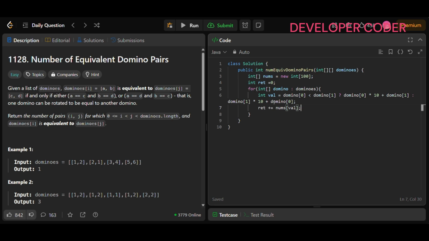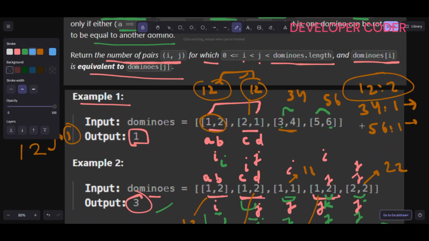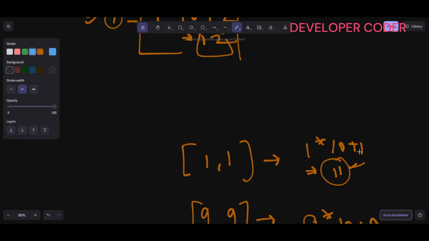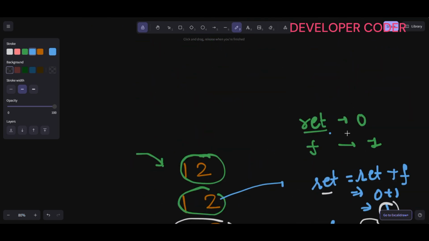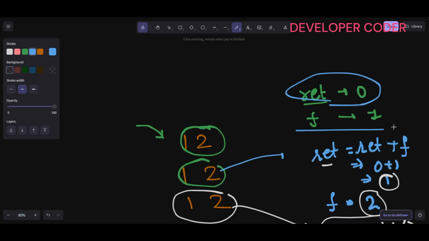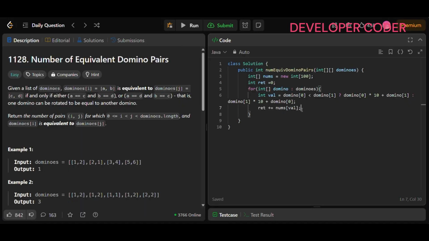So right now initially for the very first time we are not going to form any pair, right? So here see, the first time we are returning 0 only, then we are updating the frequency of this 12 one. First we are updating return and then we are updating the frequency, right? So here first we have updated return, now update the frequency of this, so nums of val and then increment it. And in the end you have to simply return this return.